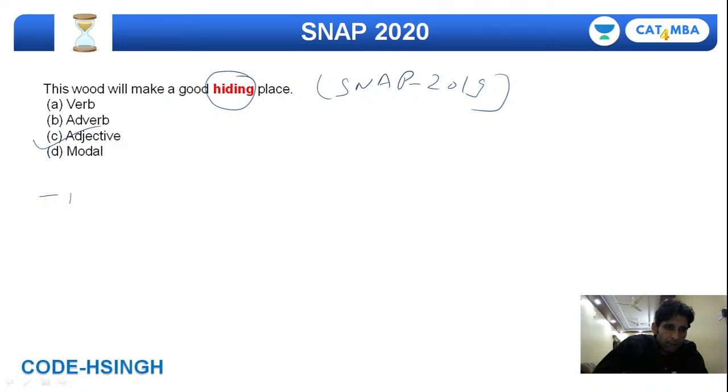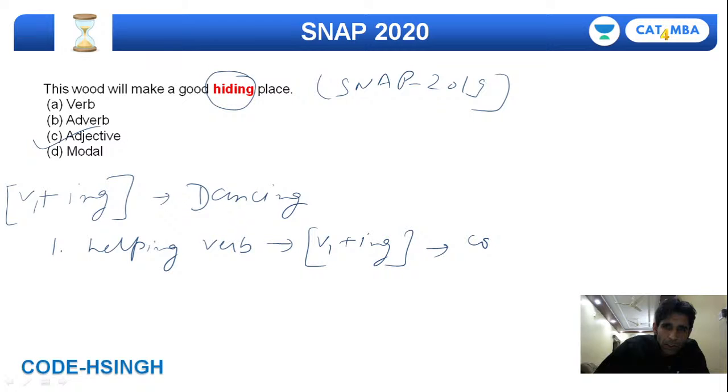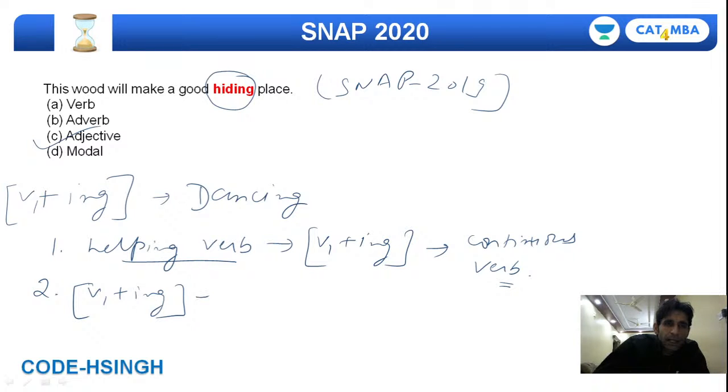Okay, so understand this. When you have ing in a certain word, that is V1 plus ing, like for example, if I say dancing, remember these concepts. If the ing form comes with a helping verb, then the V1 plus ing is acting as a continuous tense verb. If you have V1 plus ing acting as an attributive, it means it is written before the noun.